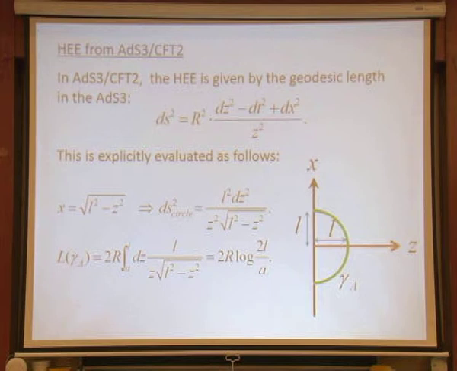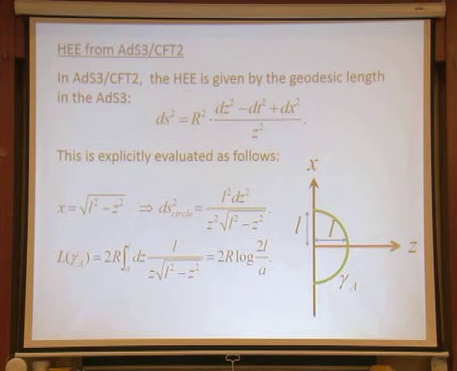This three-dimensional anti-de Sitter space looks like this. Z is the extra dimension, T is the time, and the X direction is the space direction, so one plus one dimensions. In that case, we take this minimal surface, actually a minimal curve, a geodesic line. The endpoints we fix this way, and the distance is 2L.